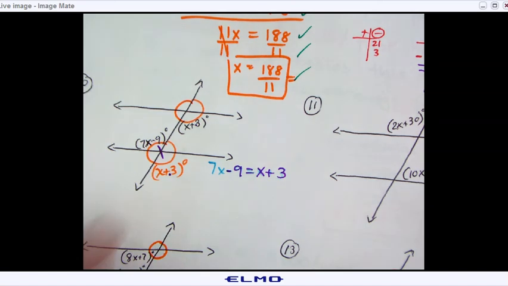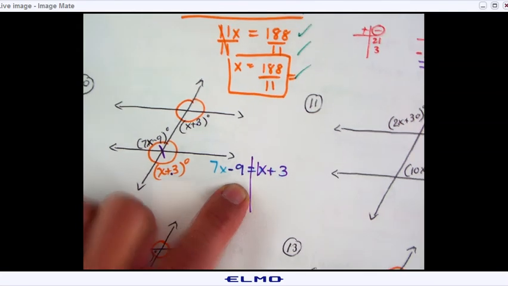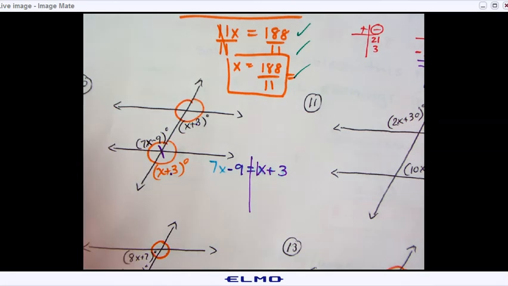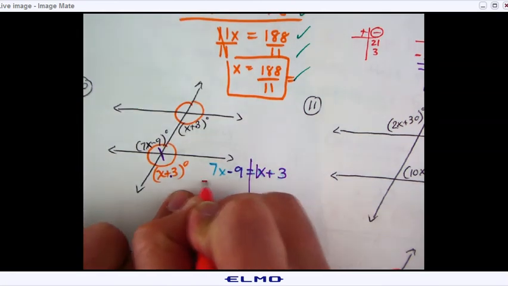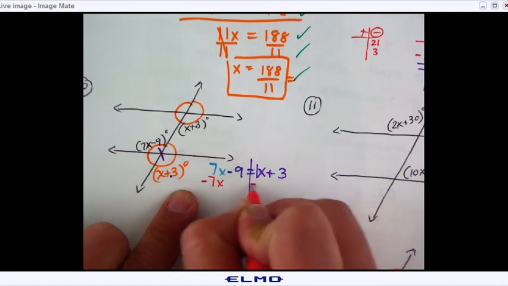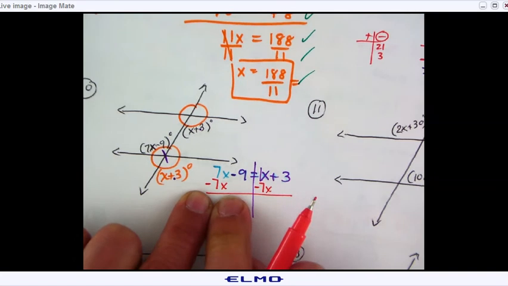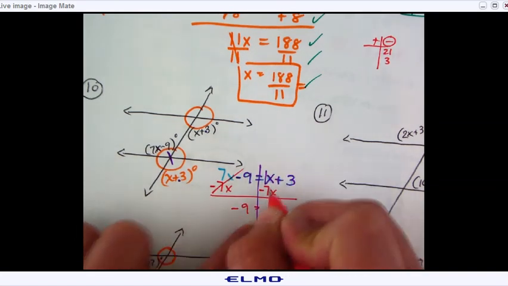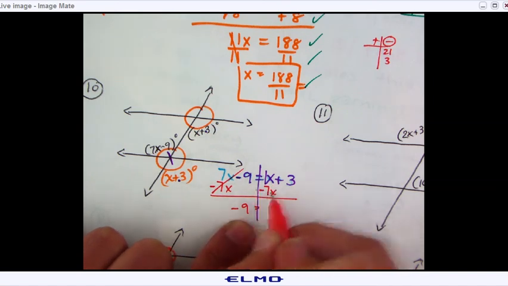So now, what do we do? Now this is a 1. I'm going to do it a way where some kids did it and got confused. Some kids did plus 9. No, I mean minus 7x, minus 7x. And this is not the only way. They got negative 9 equals, and then they put 8x. No, this is 1 minus 7x.